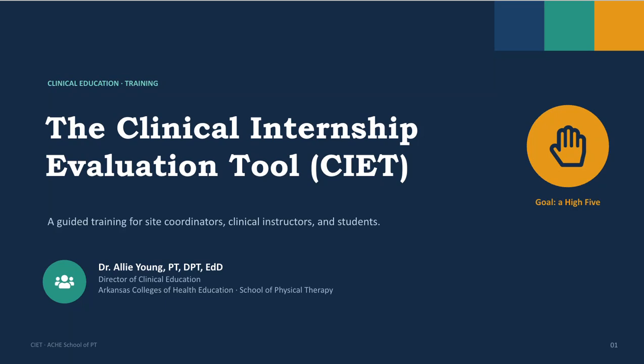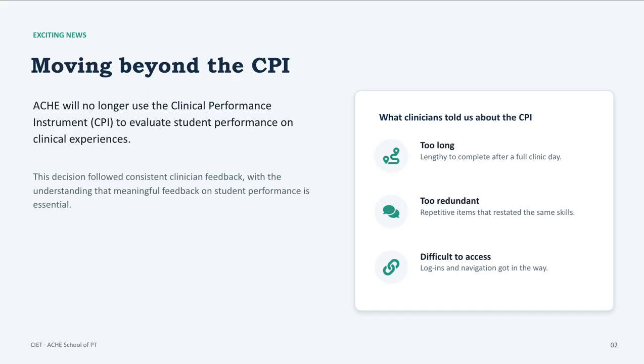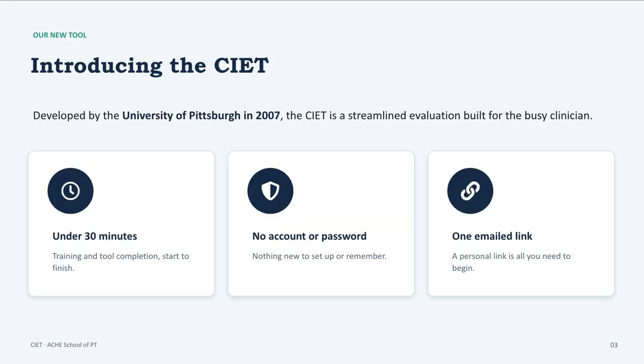This training will give you specific instructions for evaluating our students while they are on their clinical experiences. AIC will no longer be using the Clinical Performance Instrument, or CPI, to evaluate student performance on clinical experiences. This decision came after clinician feedback that the tool was too long, too redundant, and difficult to access. Exploring alternatives was needed to address these concerns, but always with the understanding that feedback on student performance is essential.